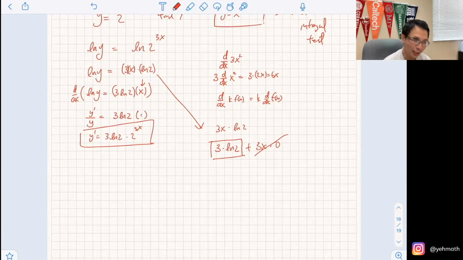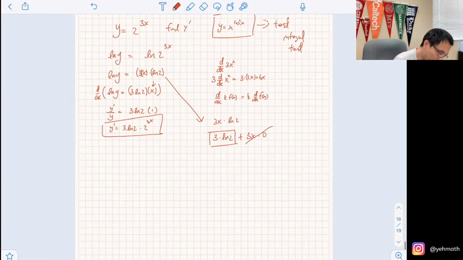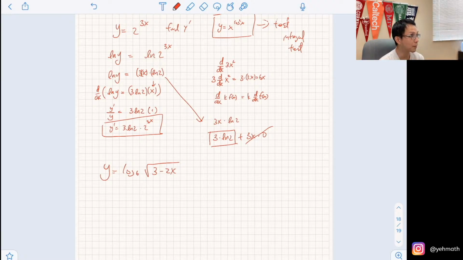Okay, so the next thing is, do you know how to take a derivative of this? Log base 6 of the square root of 3 minus 2x. So you say, holy crap, it's the first time I deal with log. But log is nothing scary. Log is just a different version of natural log, right?